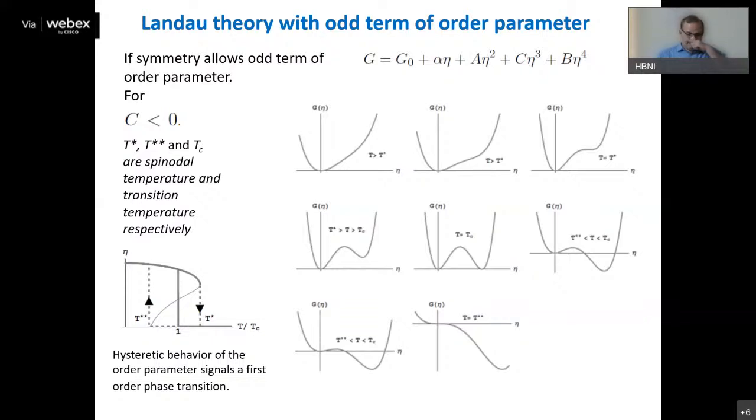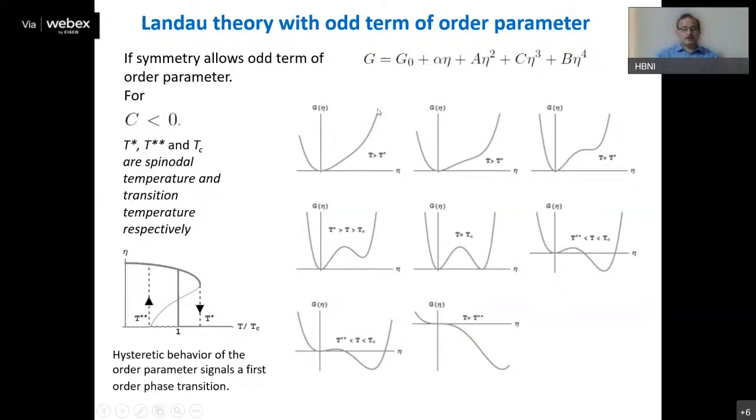For example, you can have a phase transition where only positive values of the order parameter are allowed. The order parameter is a scalar quantity, and only positive values are allowed. And the symmetry does not forbid you from taking this third order term. In that case, you will have a free energy curve like this.